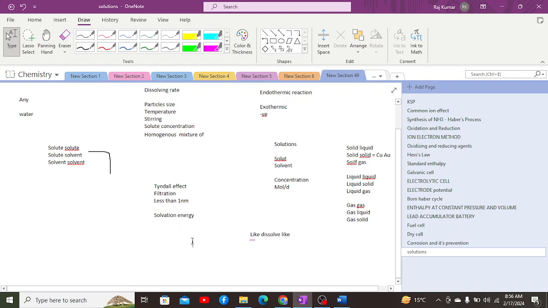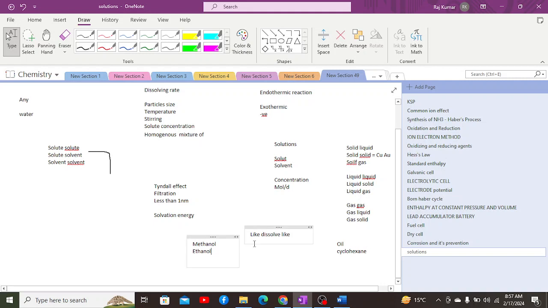have hydrogen bonding, such as methanol and ethanol, and these are having hydrogen bonding. So methanol and ethanol can be dissolved in water. Likewise, oil and cyclohexane can be dissolved in ether because they have London dispersion forces.